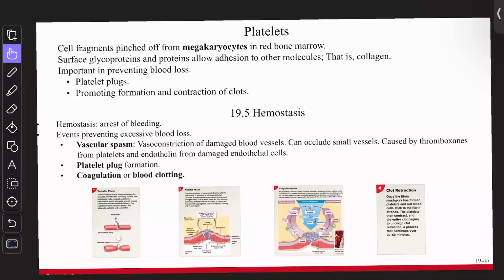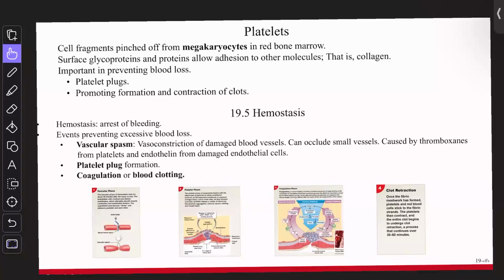Okay, so we have our vascular spasm, which is the start of the process. Vascular spasm will last the entire length of the process. Then we move into the formation of the platelet plug, and then we move into the formation of the clot, or coagulation.